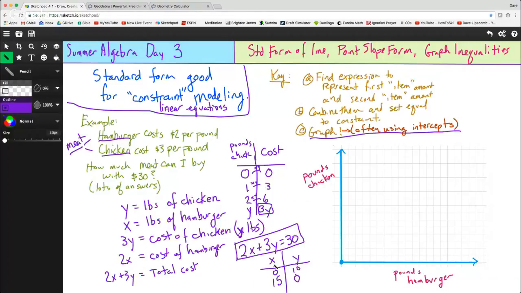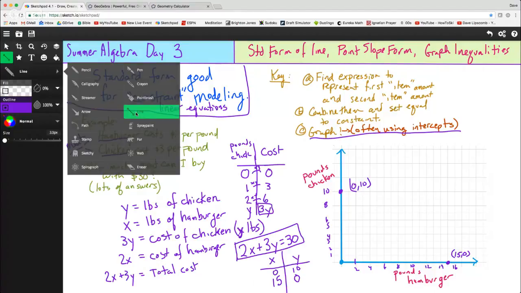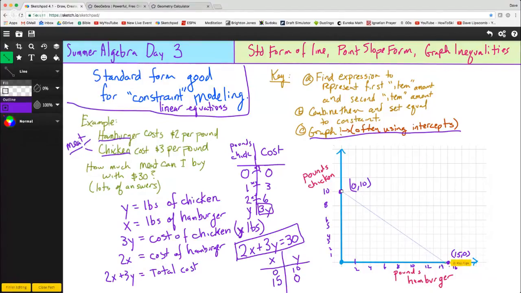Okay, so now we know 2 points on our graph. Well, one is 0, 10. 1, 2, 3, 4, 5, 6, 7, 8, 9, 10. 0, 10. And then this is 2, 4, 6, 8, 10, 12, 14, 16. And here's 15, 0. And here's 0, 10. Now we can graph using intercepts. So let's draw our straight line.